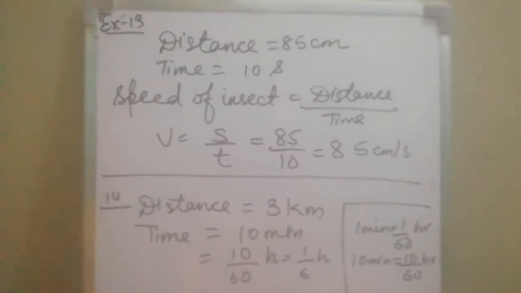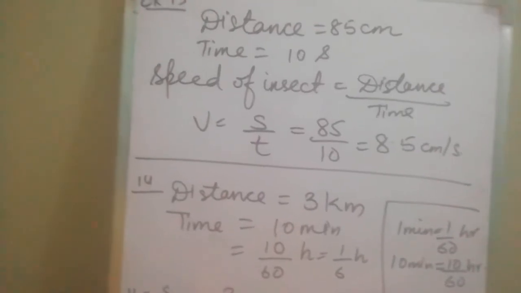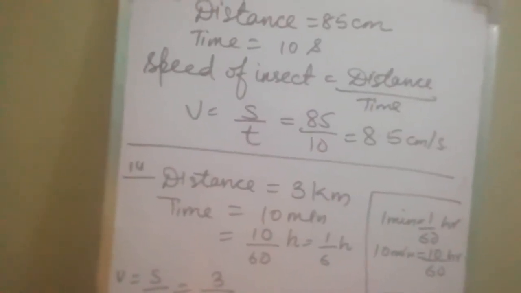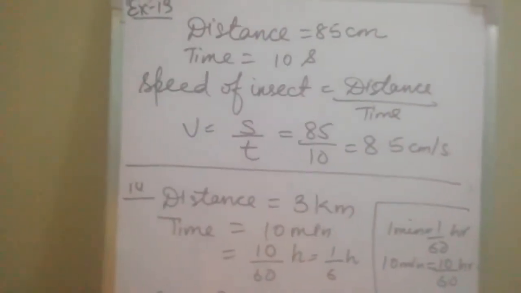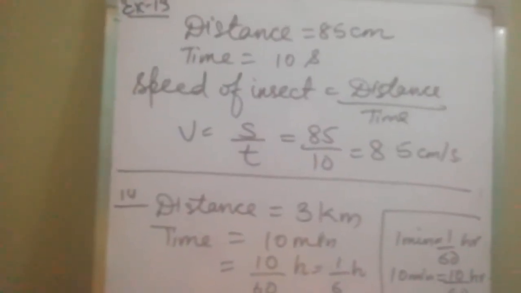Now see, children, example number 13 given in your book on page number 21. The example says an insect covers a distance of 85 centimeter in 10 seconds. So the distance covered by the insect is 85 centimeter and the time taken is 10 seconds. You have to find out the speed of the insect.